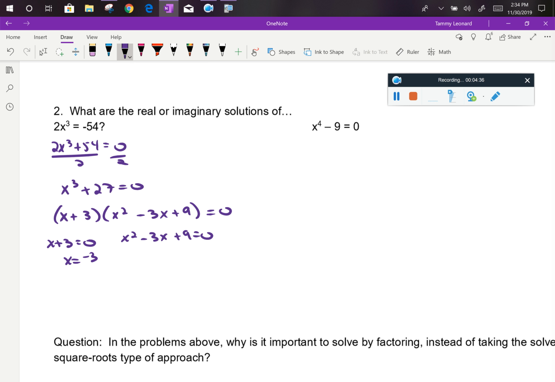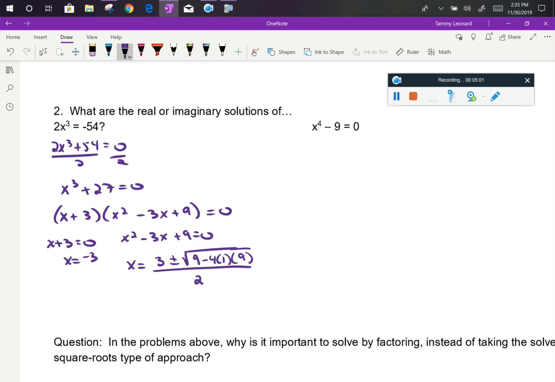Unless the b value is even, it's usually easier to use the quadratic formula than it is to complete the square, so personally that's what I would do. X equals the opposite of b, which is 3, plus or minus the square root of b squared, which in this case is -3 times -3 or +9, minus 4 times a times c, all divided by 2 times a, which in this case is just 2.